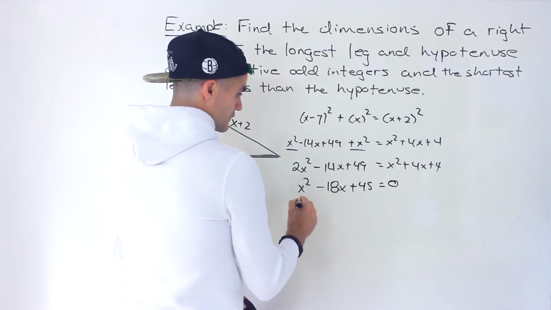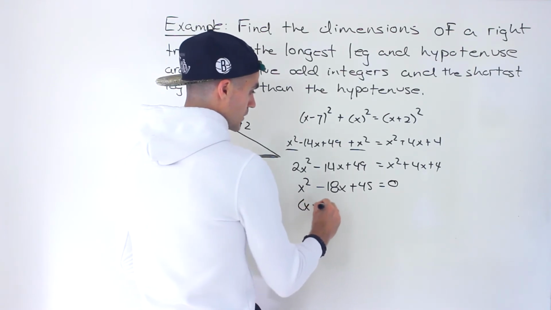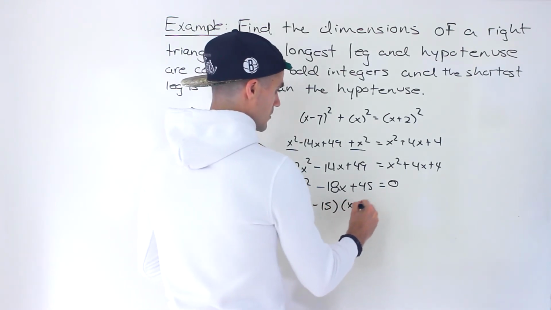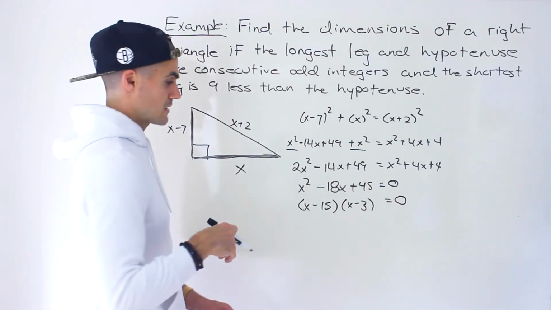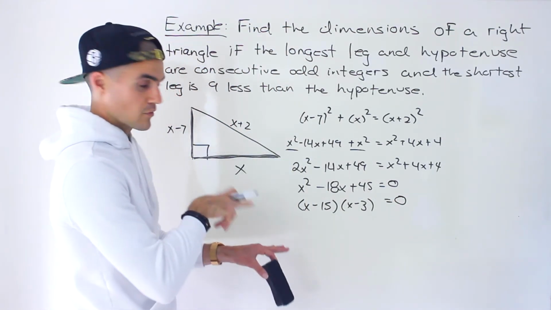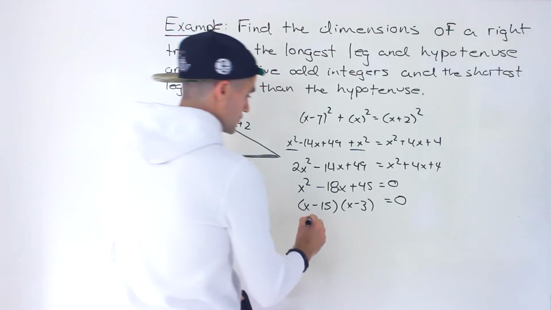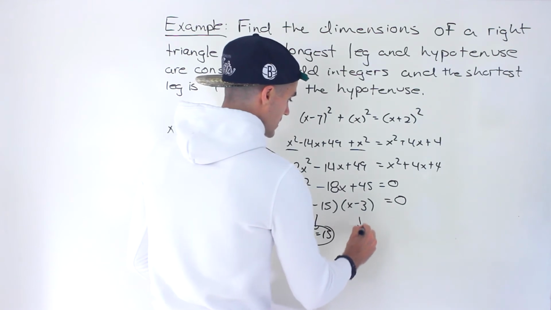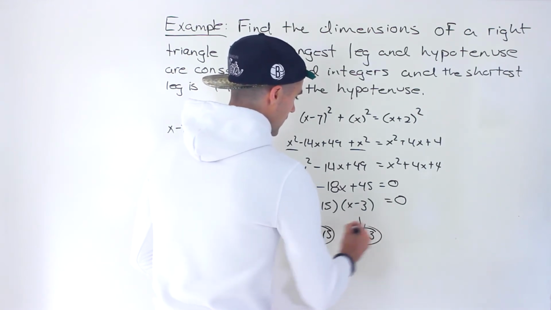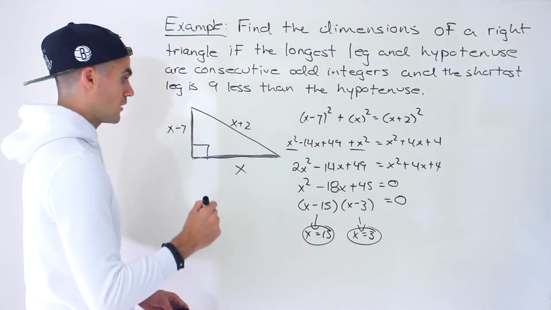And then this actually factors smoothly. You could use the quadratic formula as well if you want, but it does factor into those two factors, x minus 15 times x minus 3. And then from those factors, we can get the solutions. So from this one, x is 15. From this one, x is 3. Now we have to check these according to the word problem.